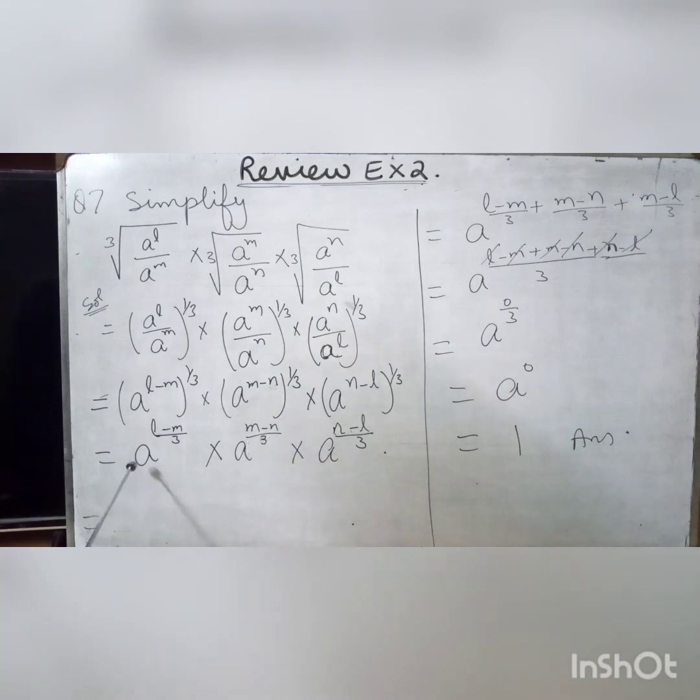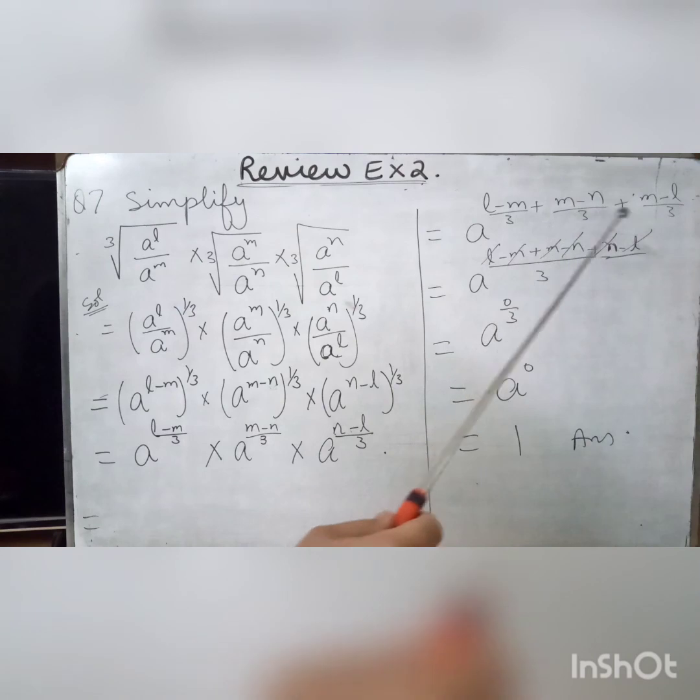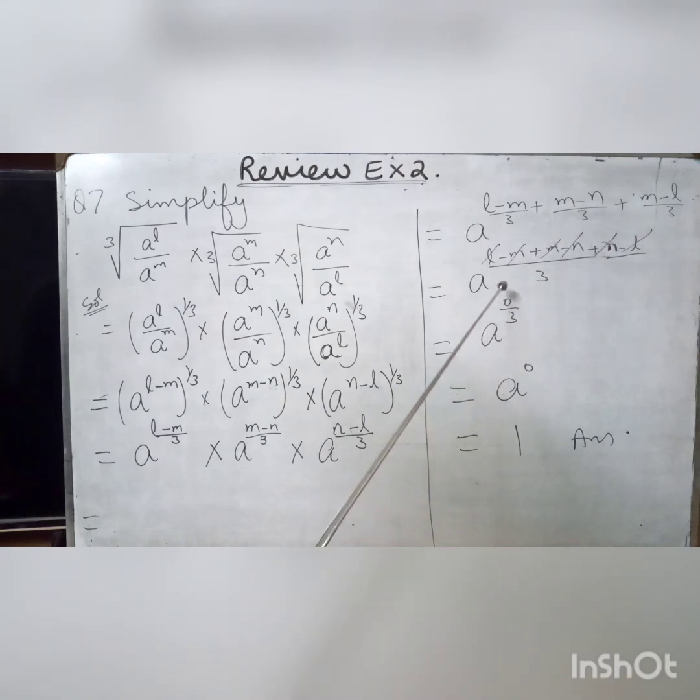Then again, according to the law of exponent, we have a raised to power l minus m over 3, a raised to power m minus n over 3, a raised to power n minus l over 3. According to the law of exponent, if the bases are same in multiplication, then exponents will be added. So we have this. After simplification, we have a raised to power 0 over 3, a raised to power 0, which is equal to 1. So this is the answer.